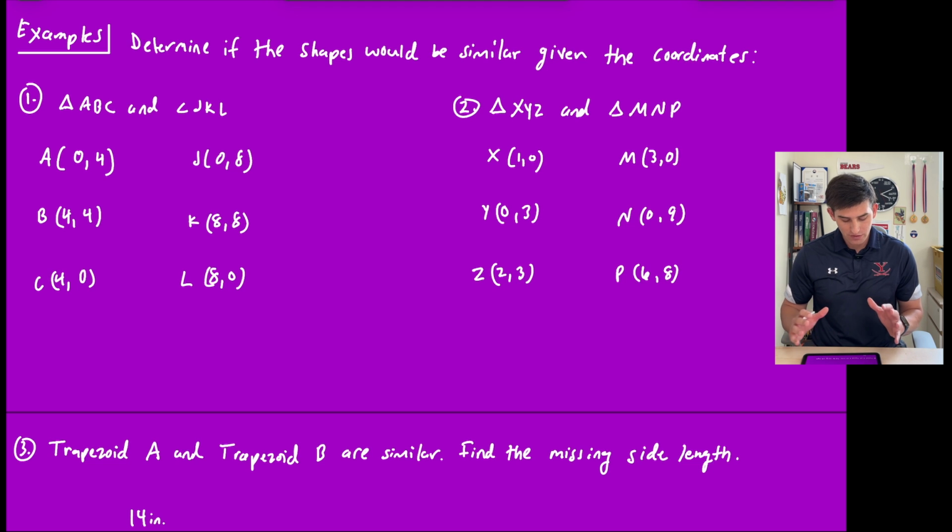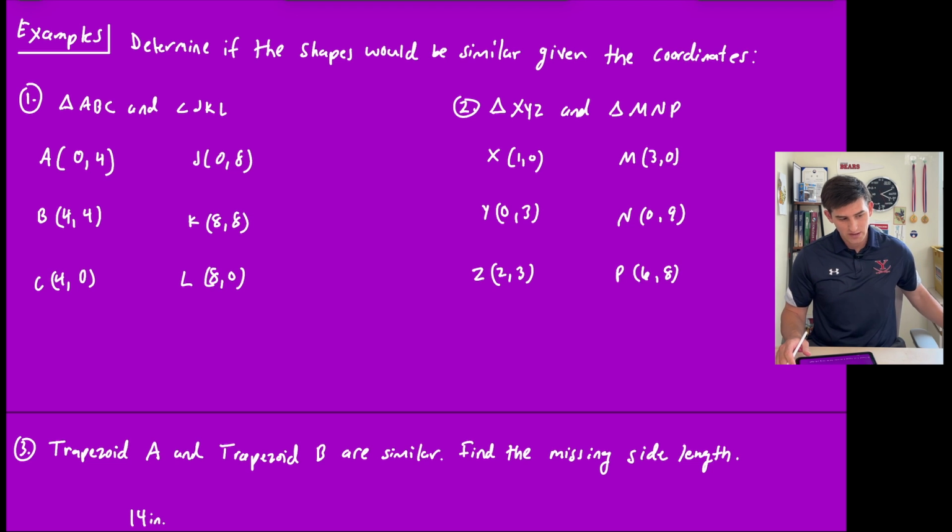For 1 and 2, it says determine if the shapes would be similar given the coordinates. So what we're looking for here is, do we have a proportional relationship with the coordinates? Or, in other words, does the scale factor, did we multiply by the same value for both x and y for all of our coordinates? So let's look at our first example.